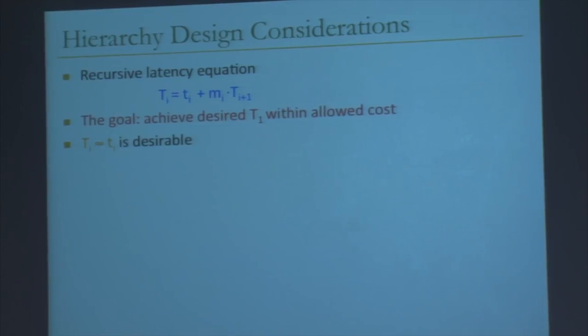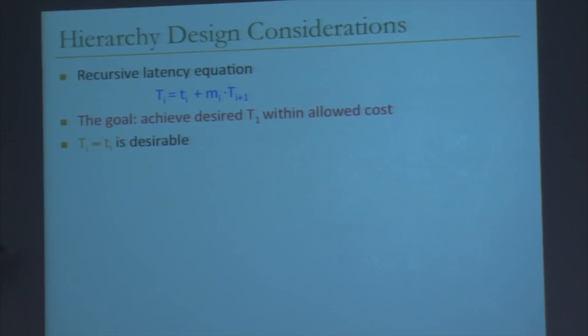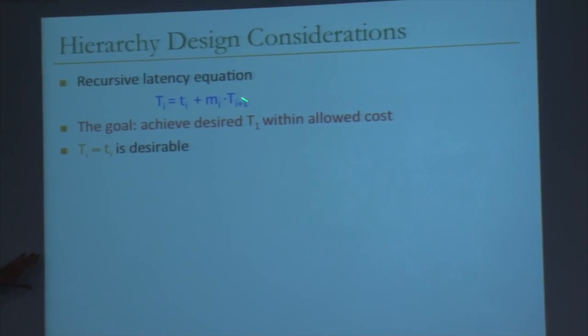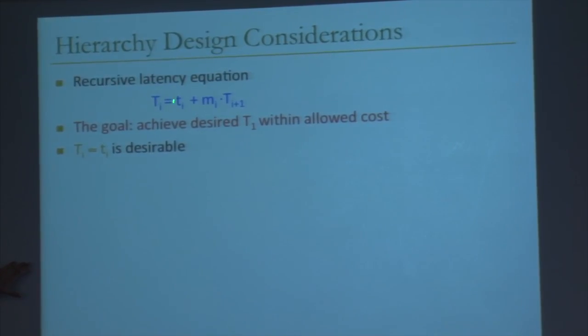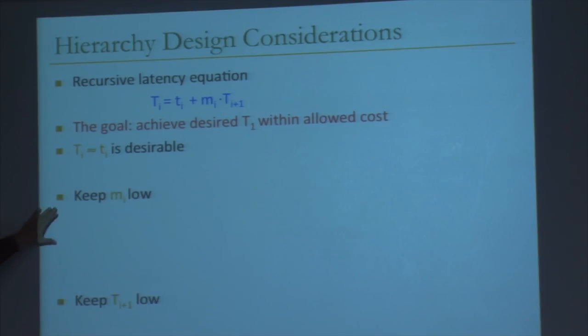That's how you design the hierarchy somehow. It's actually more of a work of art than optimization. But ideally, you would like to get Ti equal to this little ti, the inherent access latency of that level. You don't want to miss in that level, or you want to minimize the penalty of the miss. To be able to do that, there are two things you can do, right? Well, actually, there are three things you would like to do.